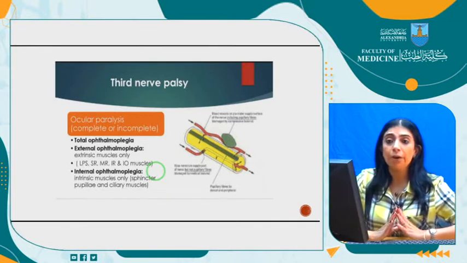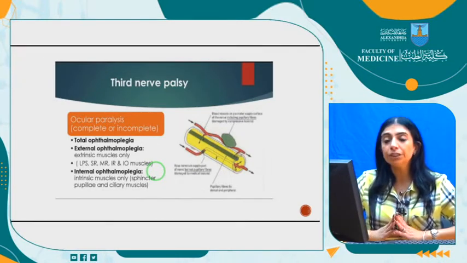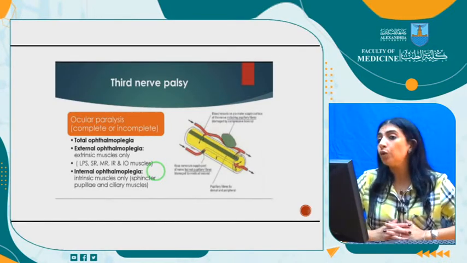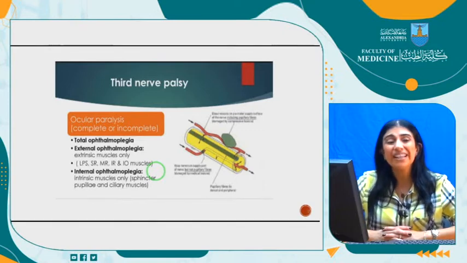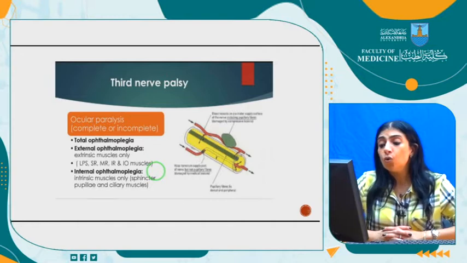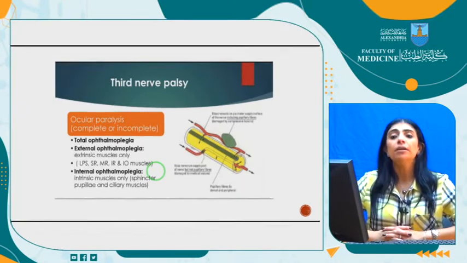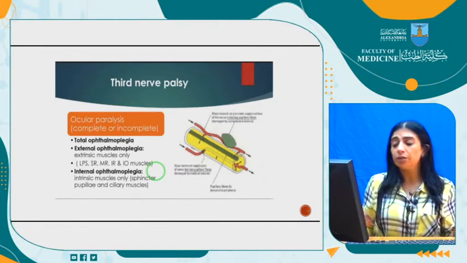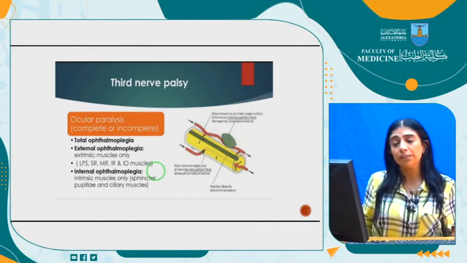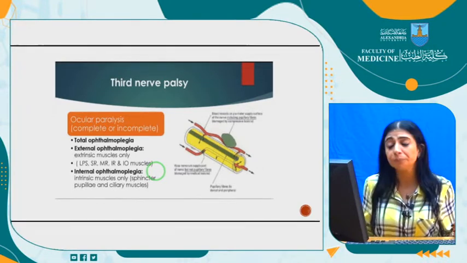We have to keep in mind that the third cranial nerve palsy may take various forms. It may be a case of total ophthalmoplegia, meaning that all the extrinsic and the intrinsic muscles are affected. Or it may be partial ophthalmoplegia. Partial means one of the divisions, whether the superior or the inferior division of the oculomotor nerve, is affected, and subsequently the muscles supplied by this division are affected.